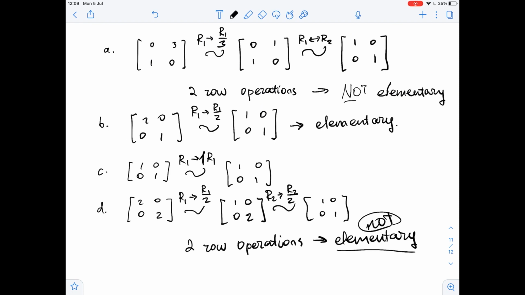So as you can see, since in this question they asked us to choose only one matrix that is elementary, the correct answer would be matrix B. However, in some textbooks, some mathematicians consider identity matrices also to be elementary. So it depends.